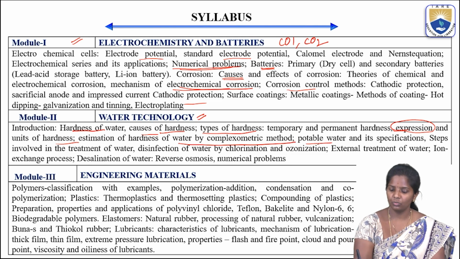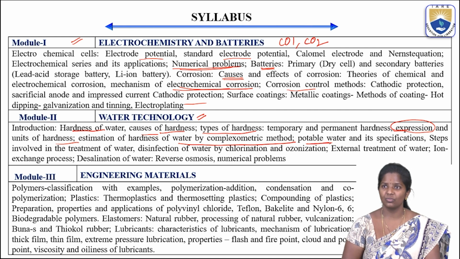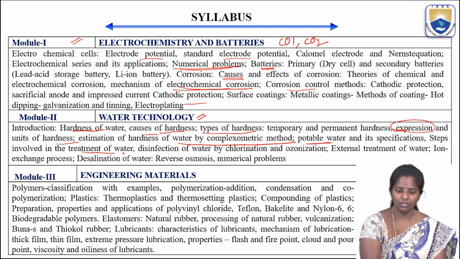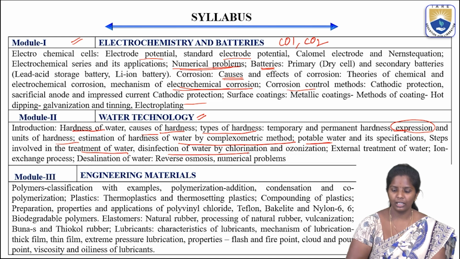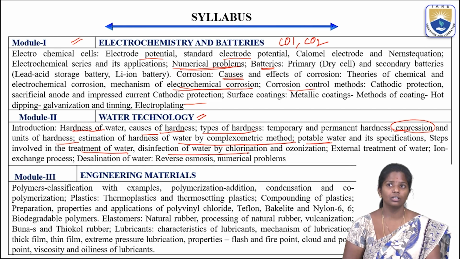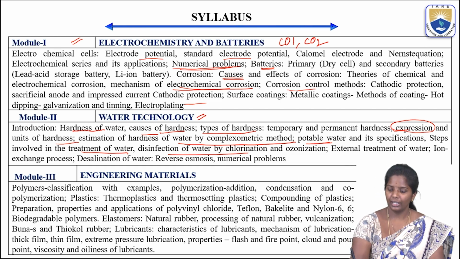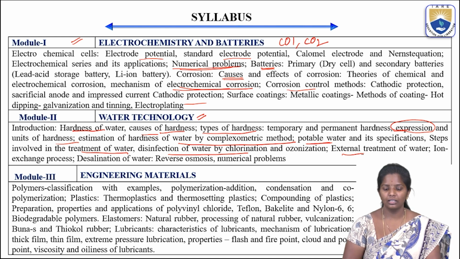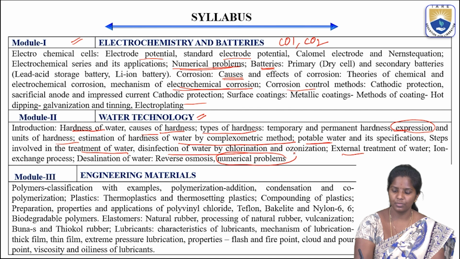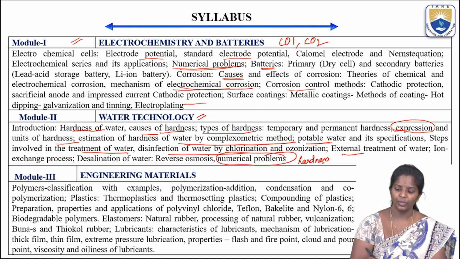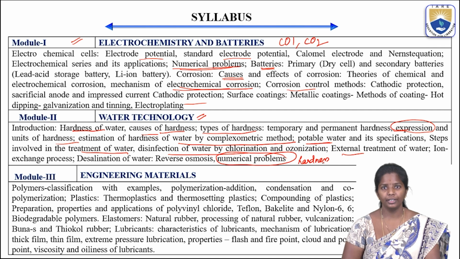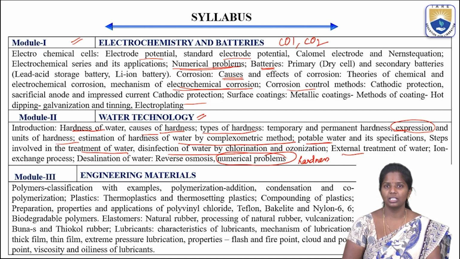Then potable water, what is potable water, its specification, steps involved in the treatment, disinfection by different methods like chlorination, ozonization, and other methods like desalination, reverse osmosis, and its problems. There are some problems included for determining the hardness in the water technology module. So we will see how the course outcomes are designed for this module.